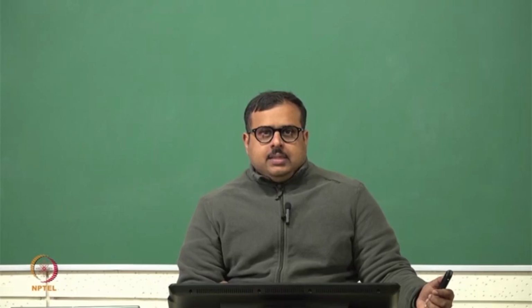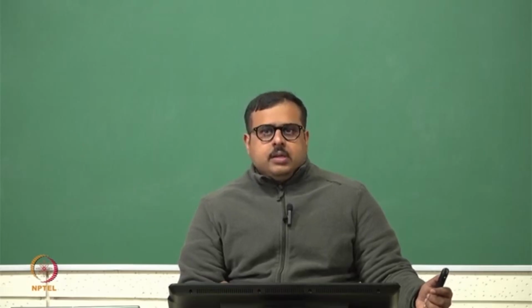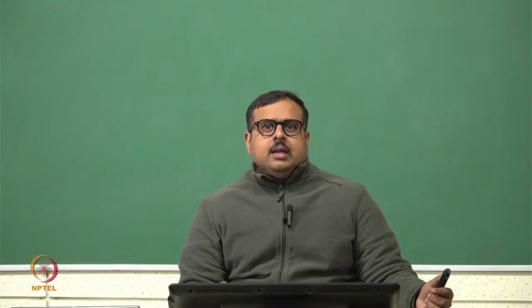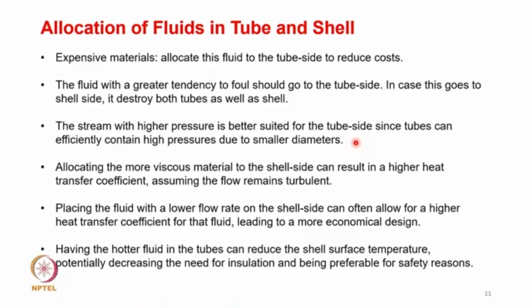The next point: a stream with higher pressure is better suited for the tube side, and the tube can efficiently contain high pressure due to the smaller diameter. If there is a high pressure fluid, we prefer tube side flow. Again, allocating more viscous material to the shell side can result in a higher heat transfer coefficient, assuming the flow remains turbulent. And if you place a fluid with a low flow rate on the shell side, that would often allow for a higher heat transfer coefficient for that fluid, leading to a more economical design.